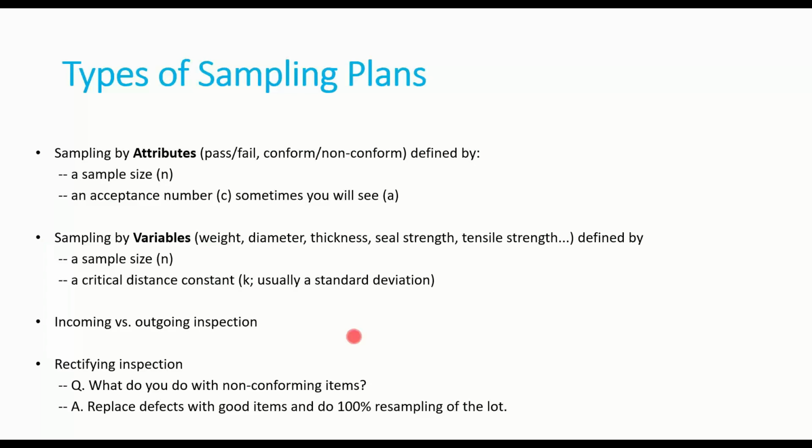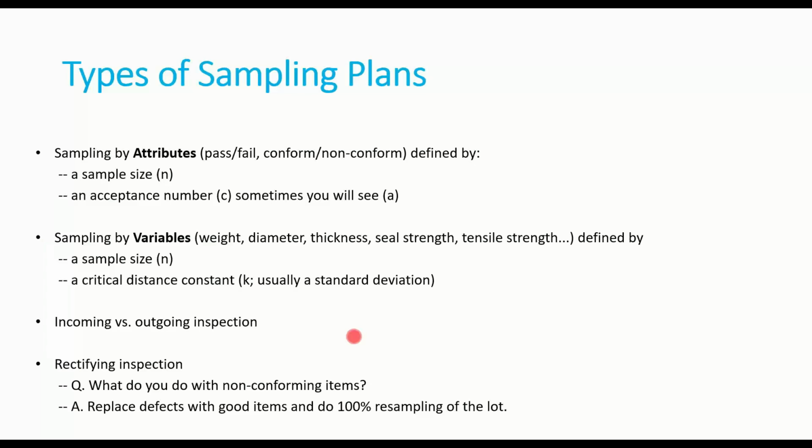When your data points are measurements on a numerical scale, then you have variables data. I always say if you're measuring something that has decimal points, then you're using a variable sampling plan. So like weight, diameter, tensile strength, things like that, you can have decimal points, right? You could have a weight of 12.6 ounces.